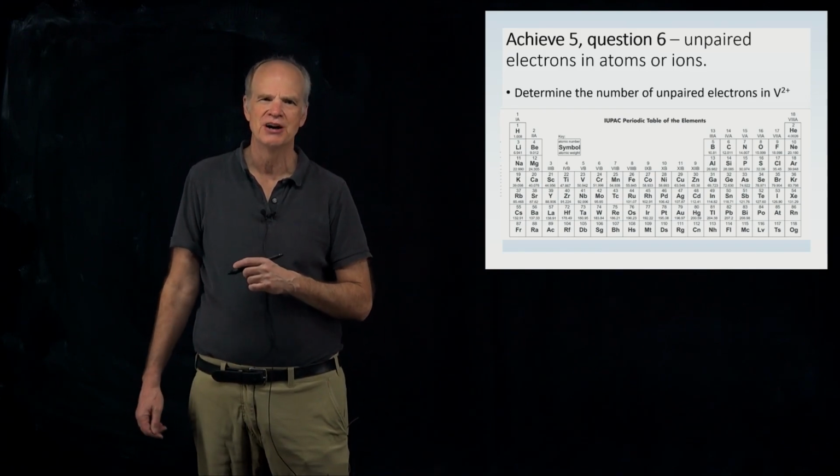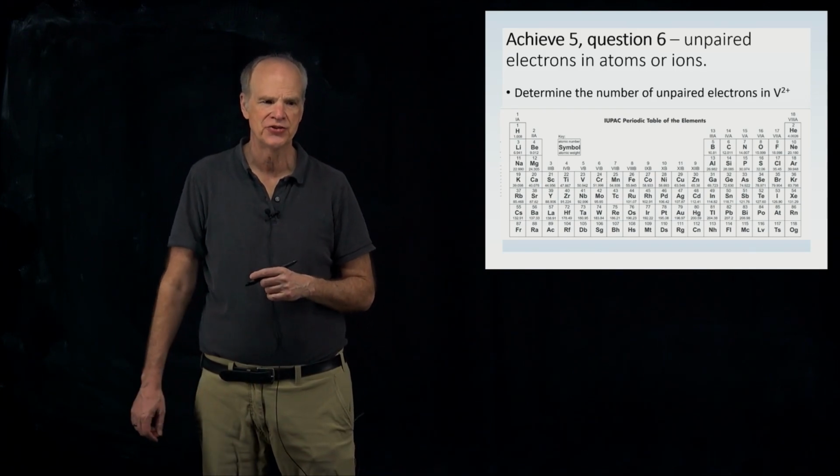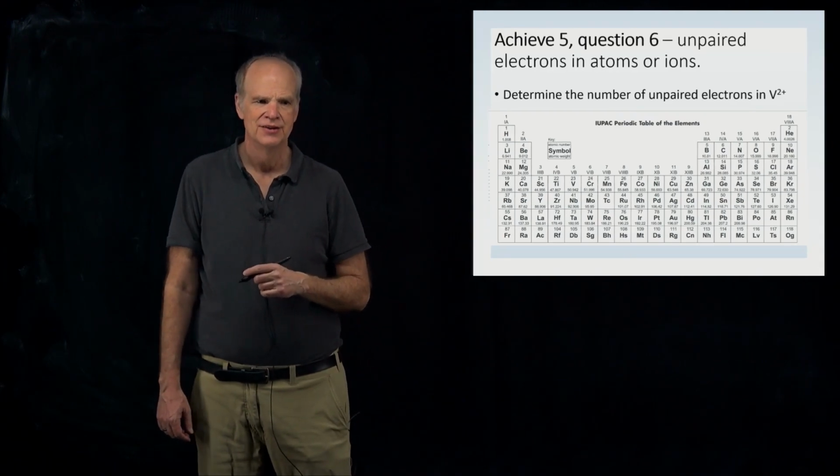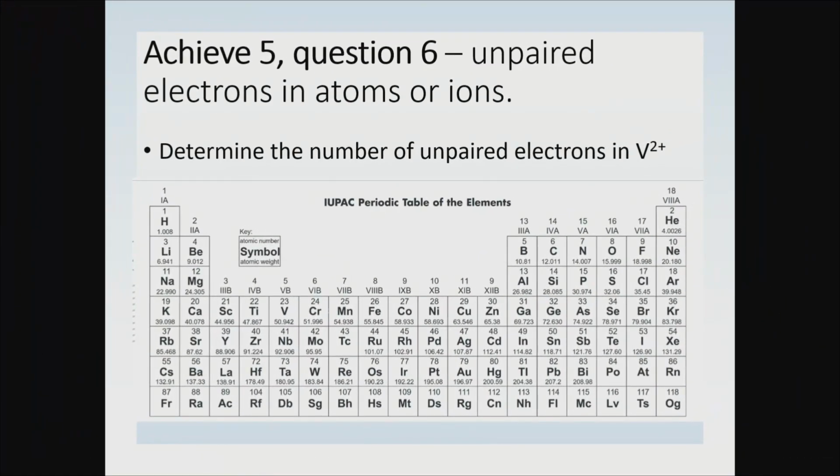Let's go ahead and try Achieve 5, question 6, so I can blow up the slide. Okay, so the question reads as follows. Determine the number of unpaired electrons in the vanadium 2+ ion. So the first thing I want to point out is where vanadium is in the periodic table. It is atomic number 23, so it's here.